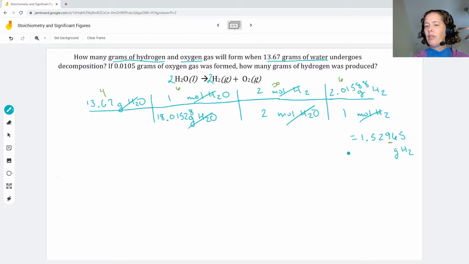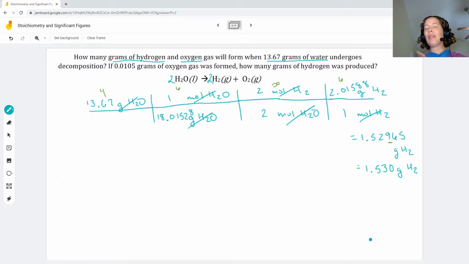So my final answer is 1.530 grams of hydrogen. Now it is important that you include that 0 because remember you need 4 sig figs. So if you just dropped the 0 and you report it as 1.53, that only has 3 sig figs. So that 0 is important because it is a significant digit. Okay, so that was grams of hydrogen gas.